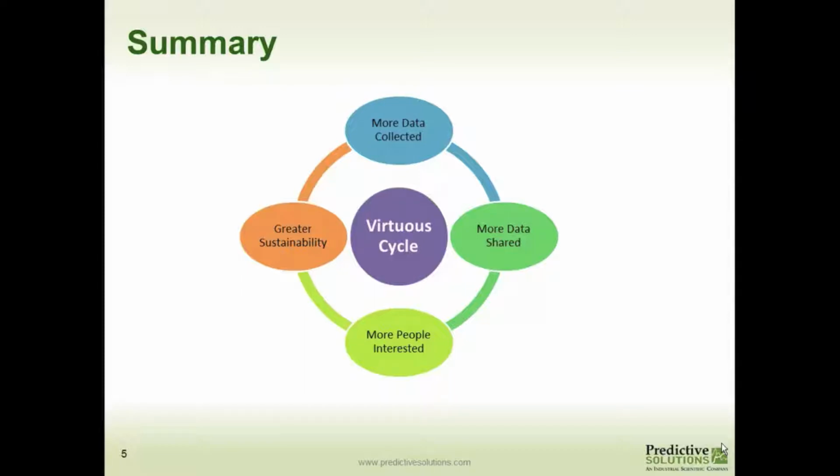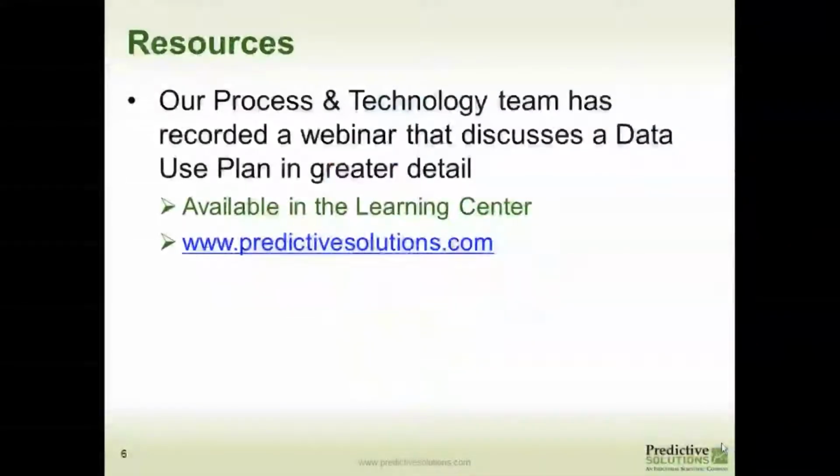In a virtuous cycle, the more data collected, the more the data shared. The more the data shared, the more people get interested. The more people are interested, the greater sustainability. So we want to maintain a virtuous cycle as it relates to a data use plan, as opposed to what we call the venomous cycle, which is you collect data and it goes into a black hole and it's never seen from again. We want to avoid that. We want a sustainable process.